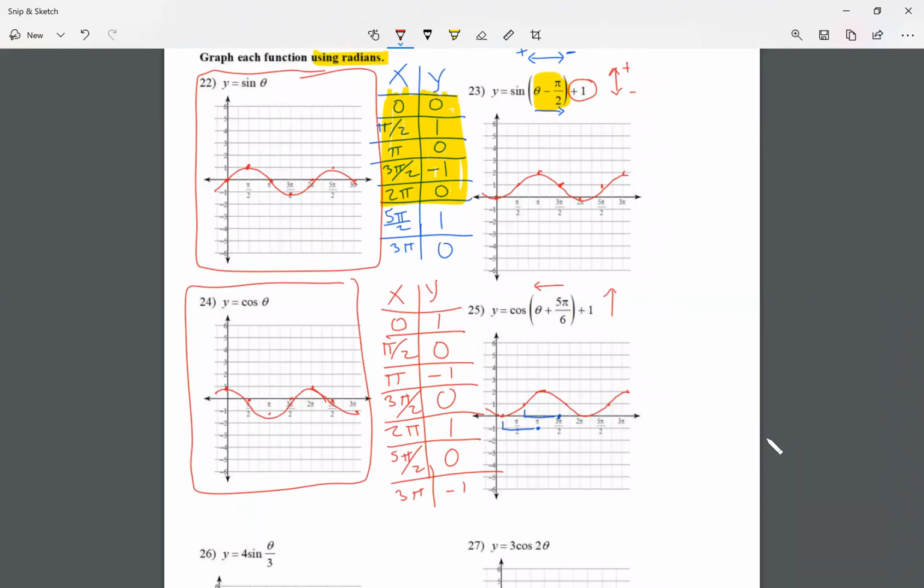So make sure you guys start from the parent function. For tomorrow's lecture, I'm also going to use the parent function. So make sure you guys start from the parent function, either sine or cosine. You guys have a list of tables, and then just move accordingly.